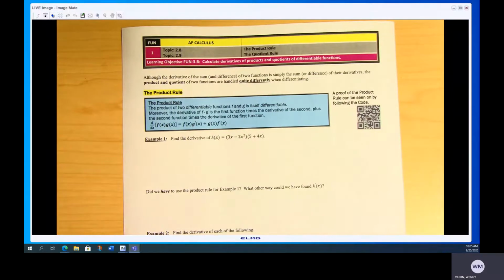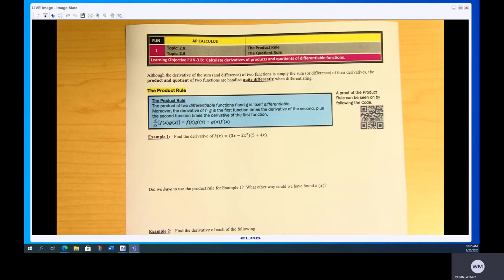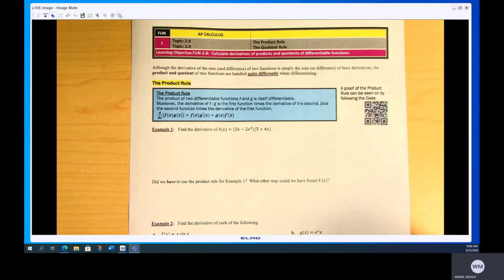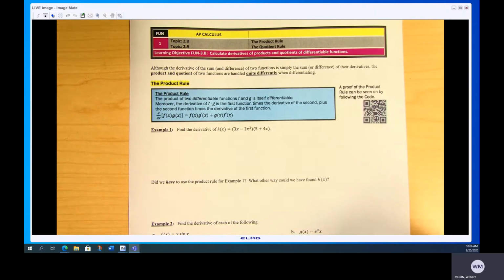Topic 2.8, the product rule, and topic 2.9, the quotient rule, is what we're going to explore today. Recall with sums and differences, you can take the derivative of each of them and then add and subtract them. However, that is not true for multiplication and division. I'm not going to do any proofs of these rules. If you want to see the proof, you can scan this code and watch the proof of the product rule. We're just going to learn how to do the product rule and how to memorize it.